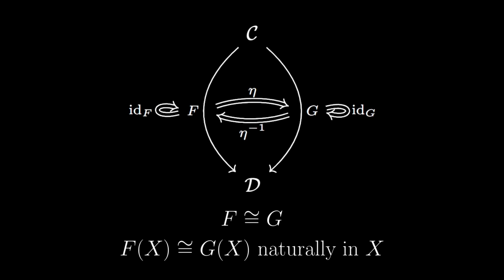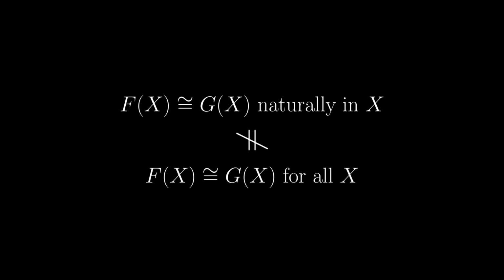Note that this is very different than these objects being isomorphic for all X. The upper statement is a statement about the functors F and G, while the lower is a statement about the objects in the target category. F of x and G of x being isomorphic naturally in x is a far stronger condition than F of x and G of x being isomorphic for all x.